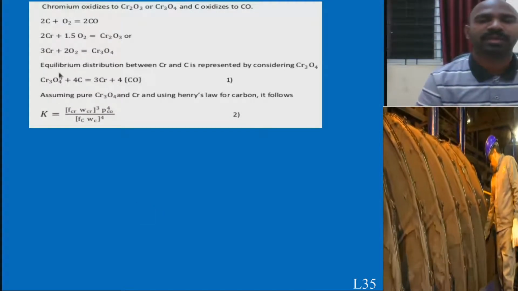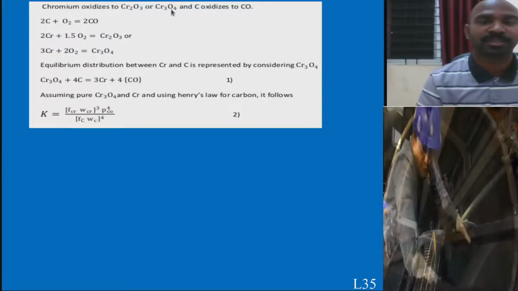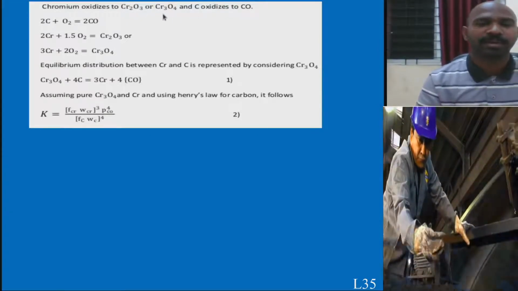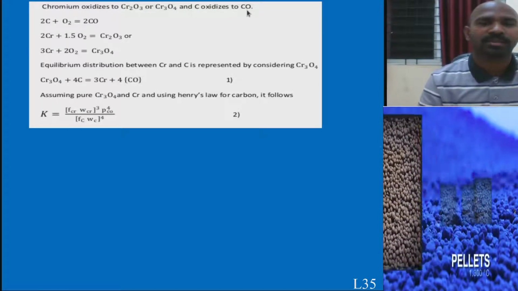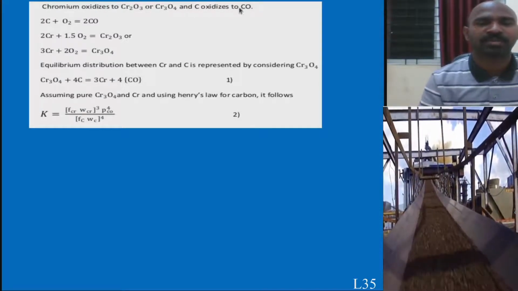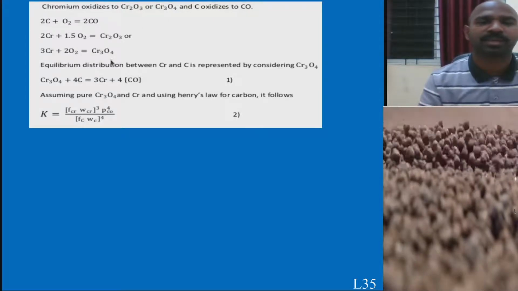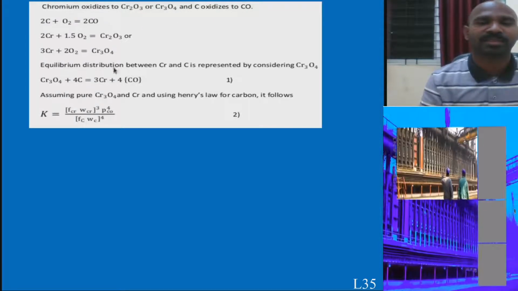And as we know, chromium oxidizes in the form of the oxides Cr2O3 and Cr3O4. Carbon oxidizes to CO in the case of the stainless steel production process. These lines are kept in the equation, and it also includes these reactions.